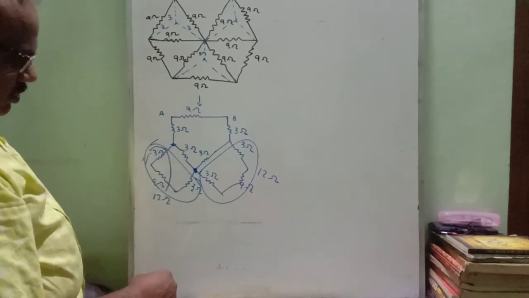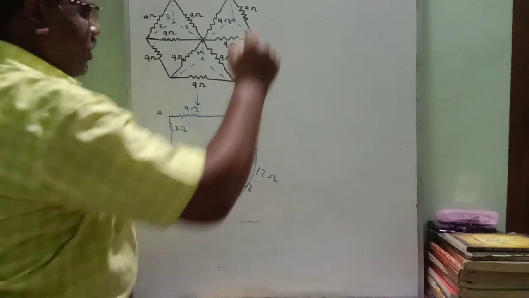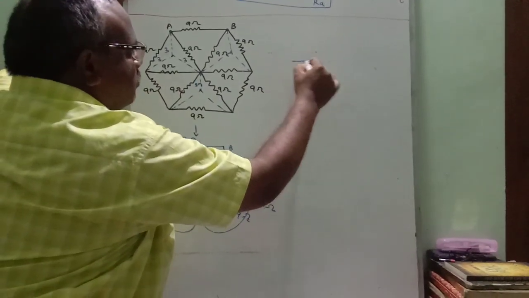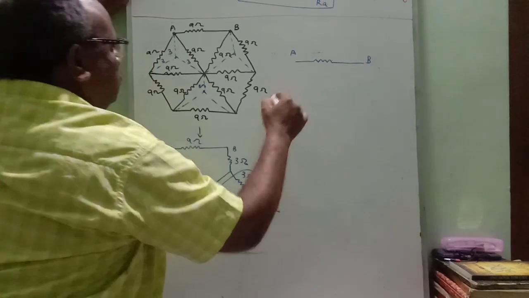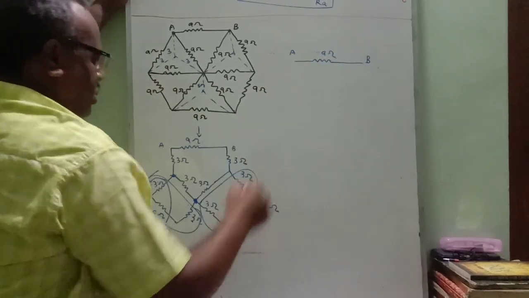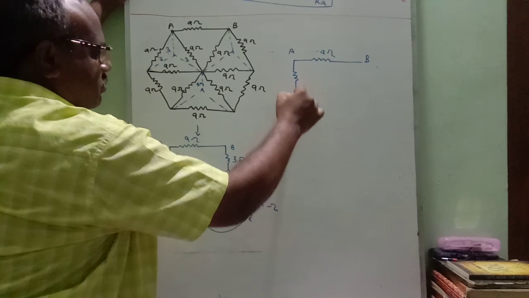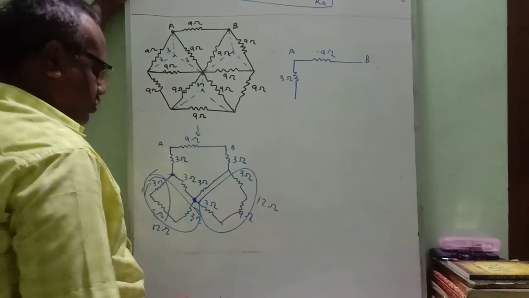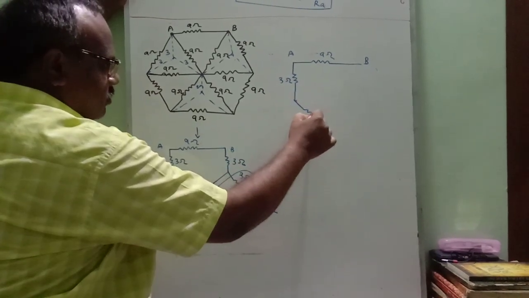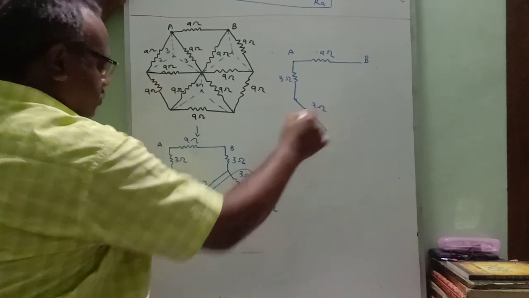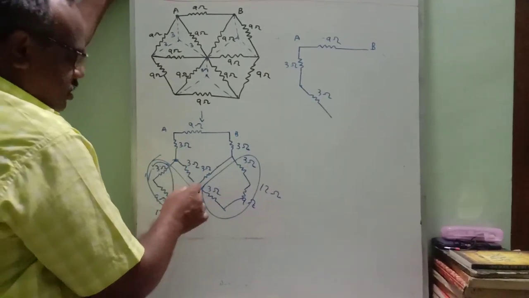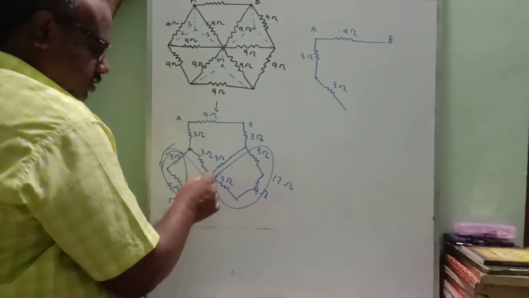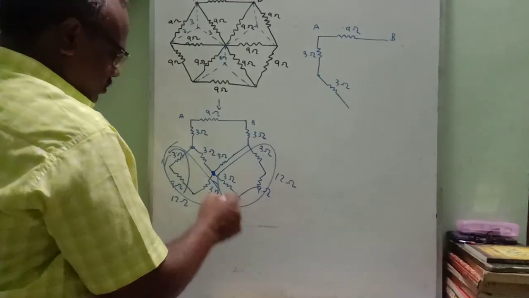So the circuit will look like this. This is A point, this is B point, this is 9 ohm, it is there. This is 3 ohm. This is 3 ohm. Now in between these 2 points, this is 3 ohm. This is 3 ohm.